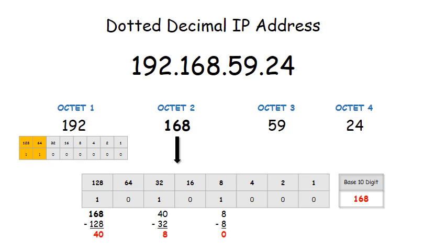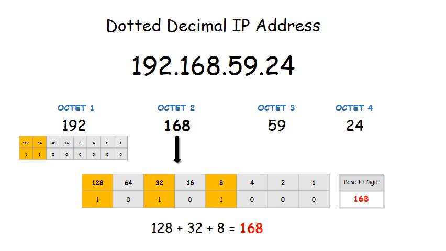Then find the next highest number that goes into 40. In this case, it would be 32, and subtract it from 40 to get 8. Then find the next highest number that goes into 8, which is the column 8. Subtract it to get 0. And then place zeros in all the unused columns, and you can see that your final binary number is 10101000. Again, adding up all the columns with the 1s, you can see that you will get 168. 128 plus 32 plus 8 is 168.